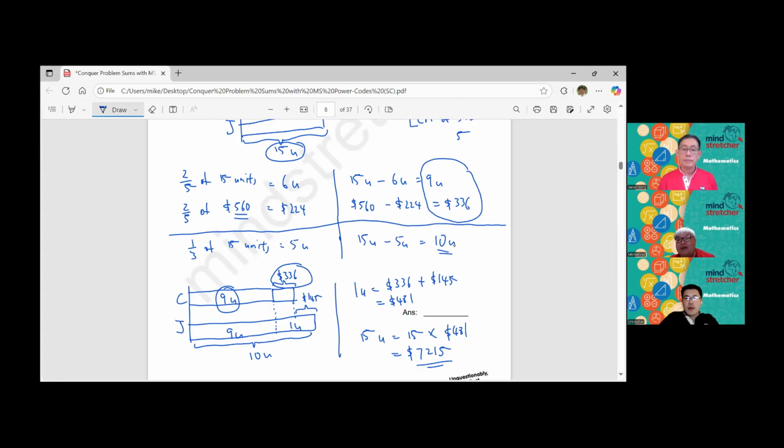So far, Yishan? Then for Jessica, she has 15 units at first. After she spent 1/3, which is actually 5 units, Jessica is left with 10 units. Any questions so far for this one? If no, then I can move on.